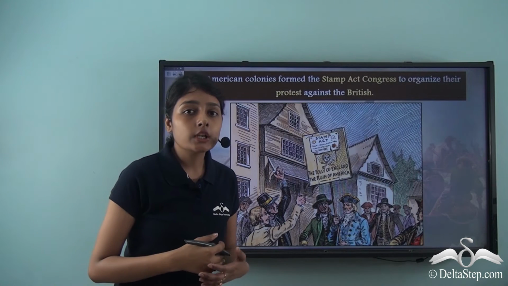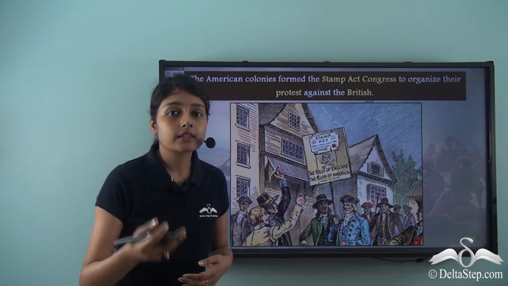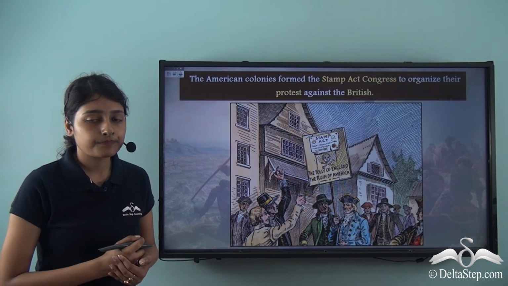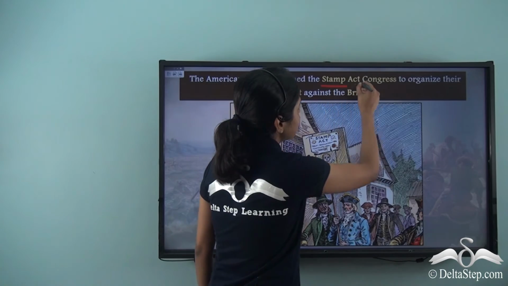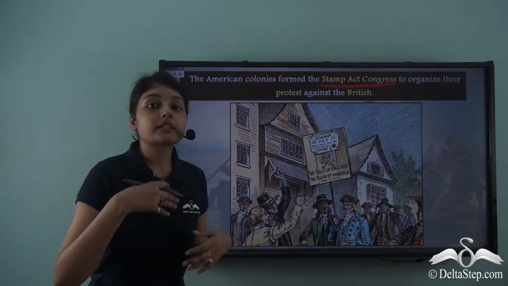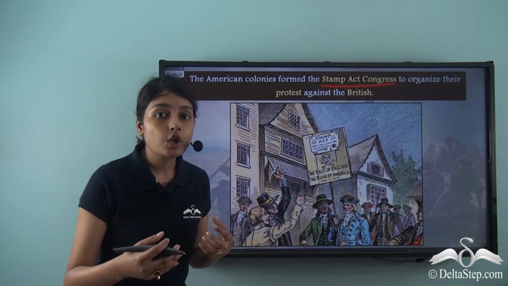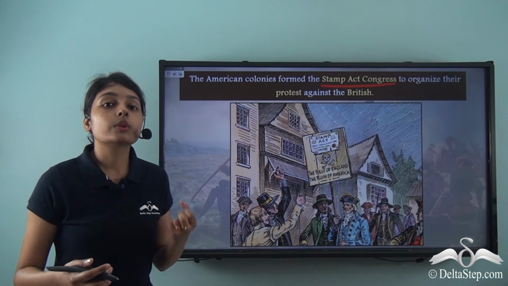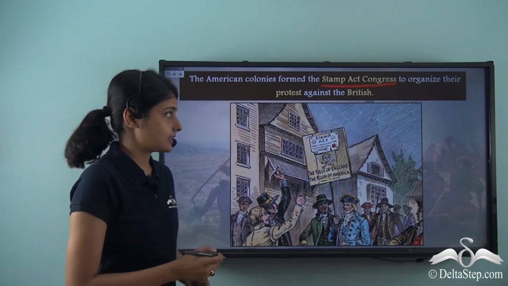The American colonists were so enraged that they strongly resented the imposition of this tax on them, which is why they formed the Stamp Act Congress. That is to say, people from all the 13 colonies came together with one shared interest, with one shared enemy. What was that enemy? The British government.